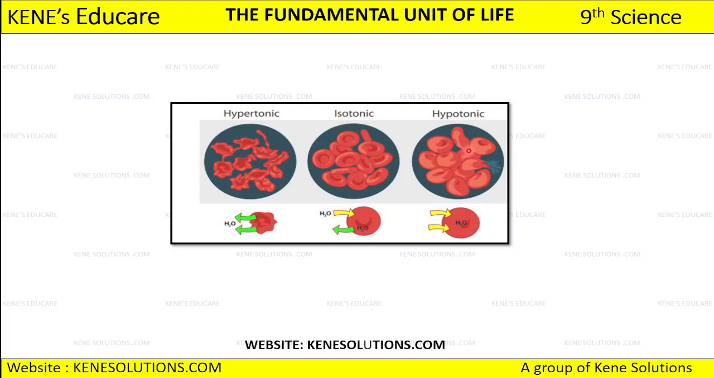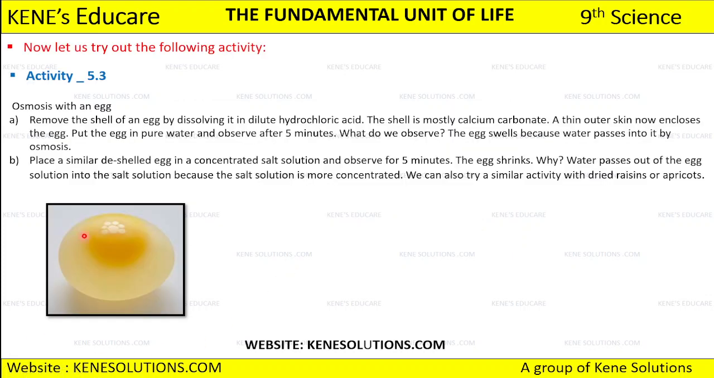Okay. And thirdly, we have this hypotonic solution, where the water concentration outside the cell is more, and that is why the water from outside the cell is going to move inside the cell. That is the reason in a hypotonic solution the cell swells up because of the more water that is entering inside the cell. Okay, so these are the three types of solution that we have: hypertonic solution, isotonic solution, and hypotonic solution. Okay, I hope you have drawn this in your notebook.